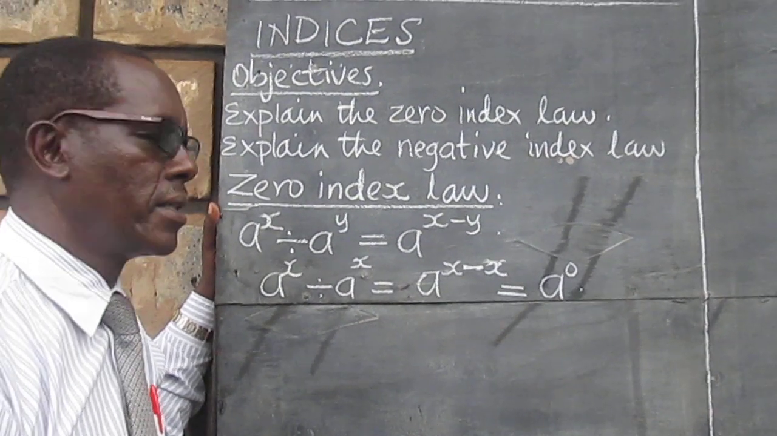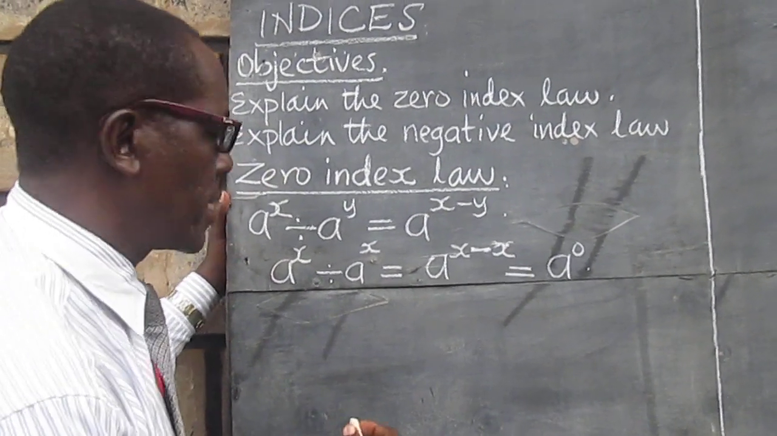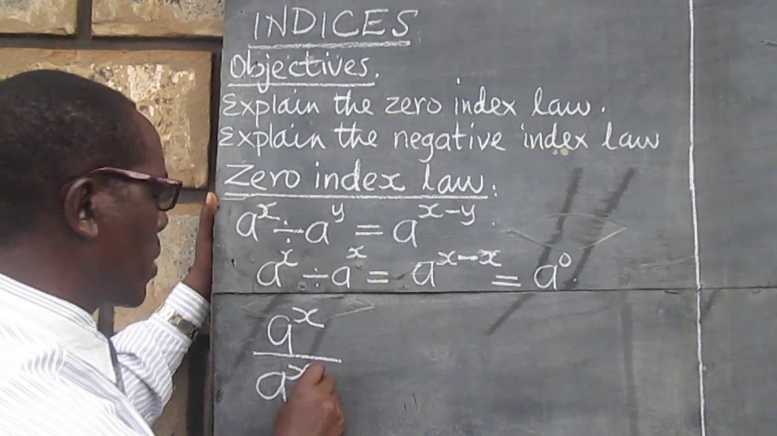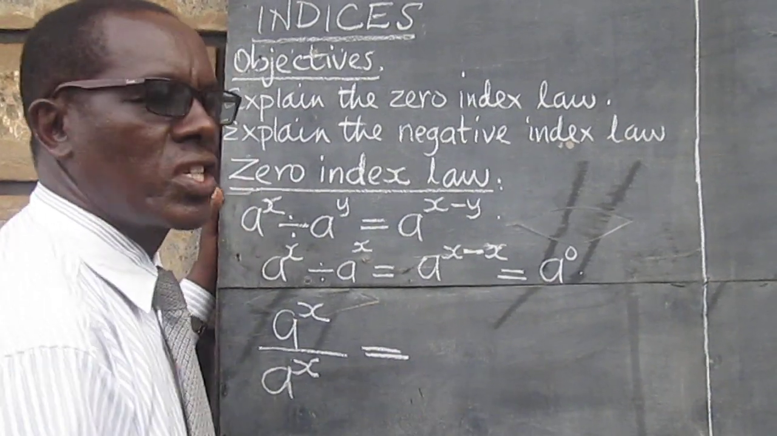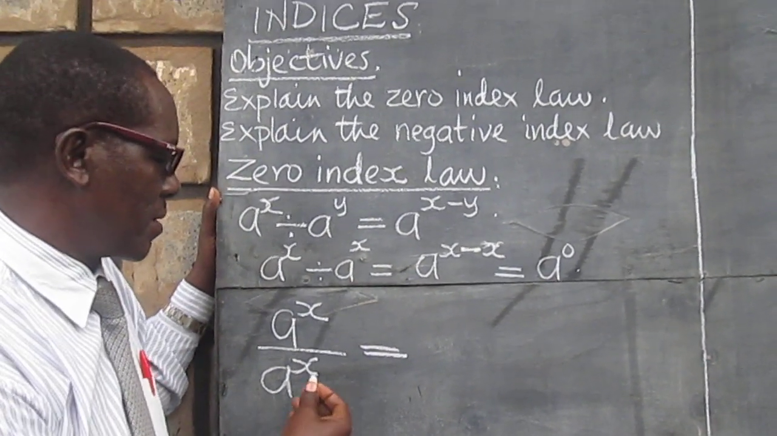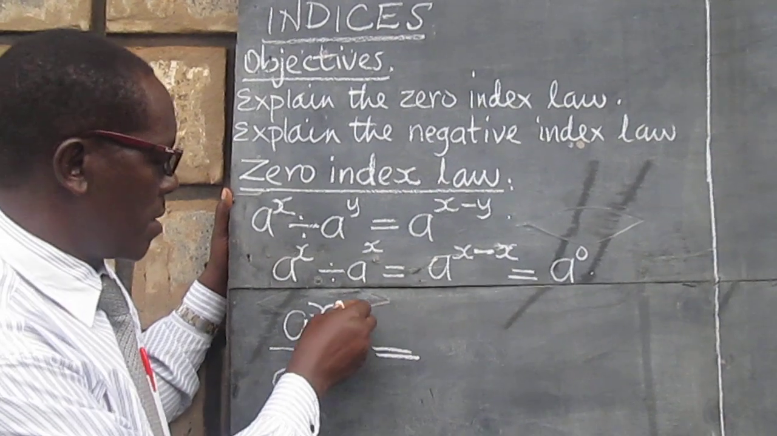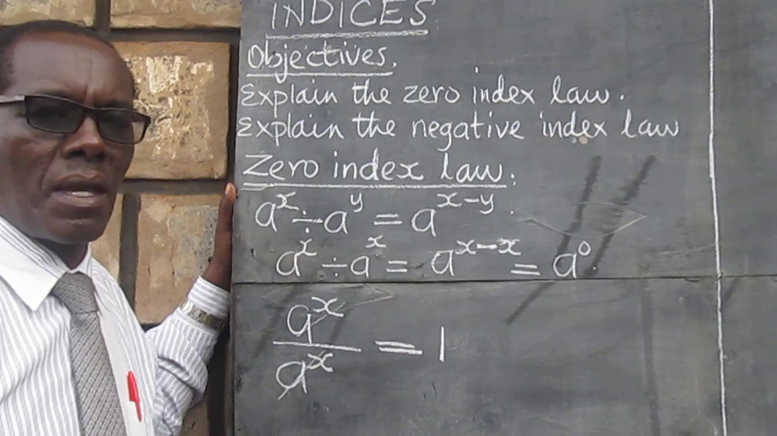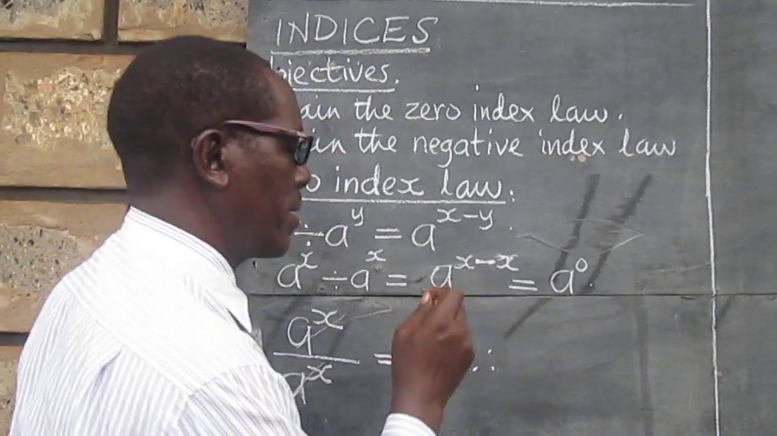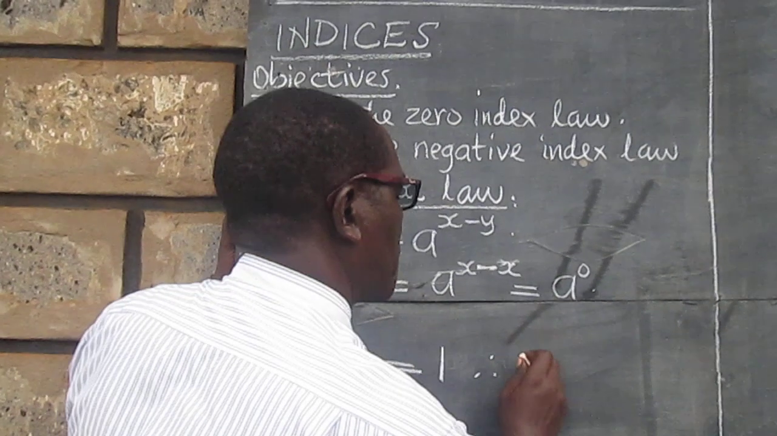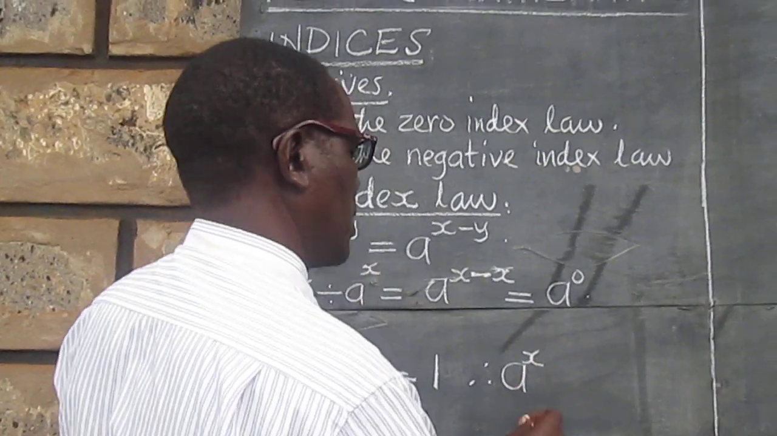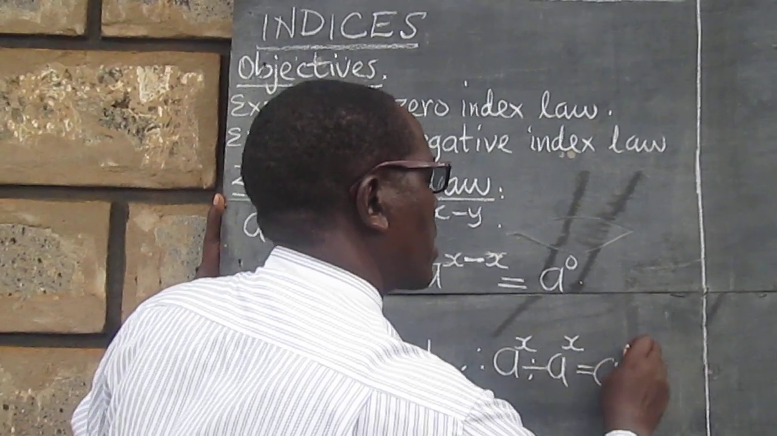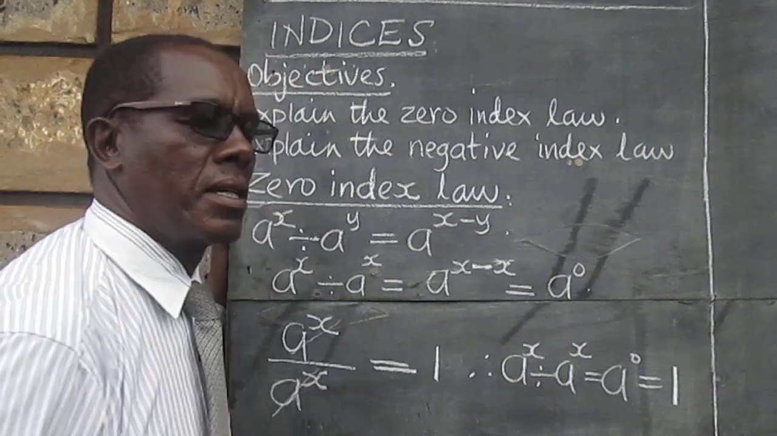Put in other words, we could write a raised to x over a raised to x, which we can divide so that this and this cancel and we get 1. We can therefore say that a raised to x divided by a raised to x is equal to a raised to 0, which is equal to 1.